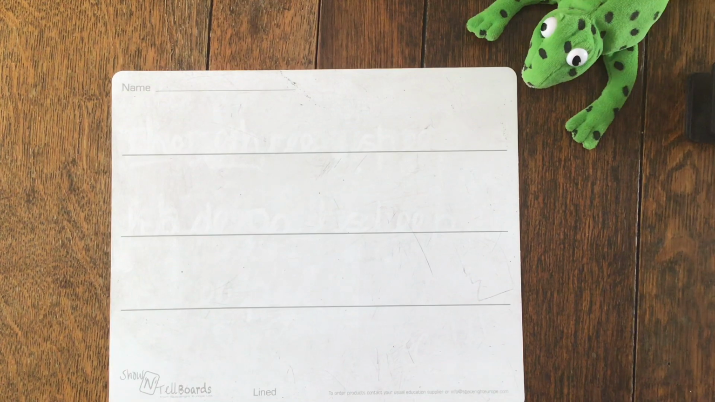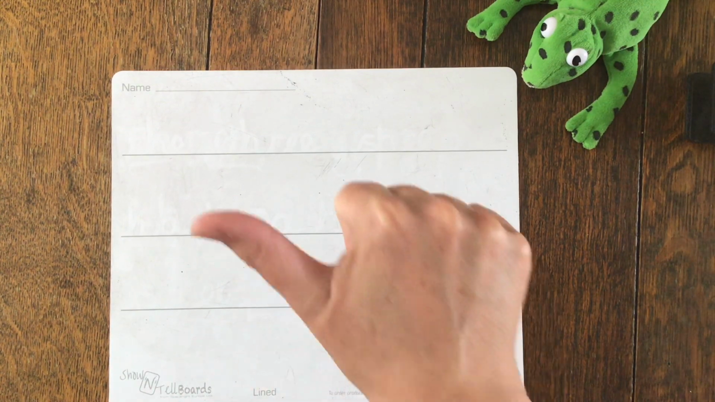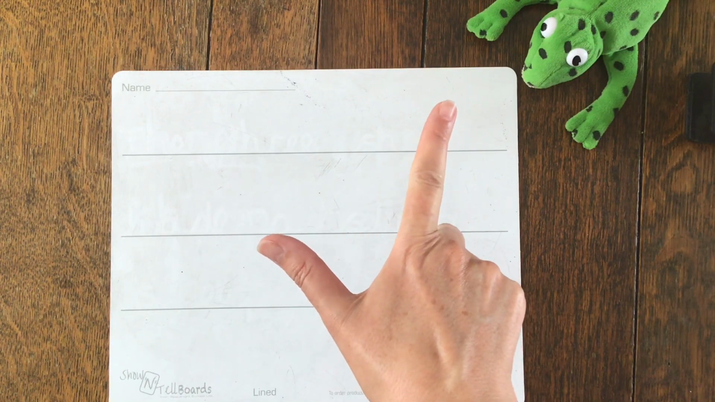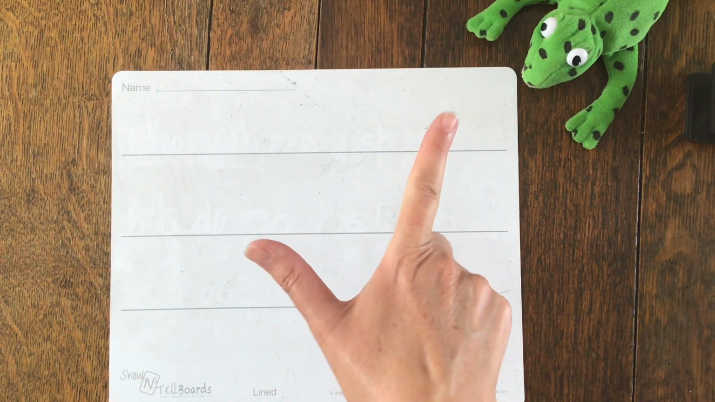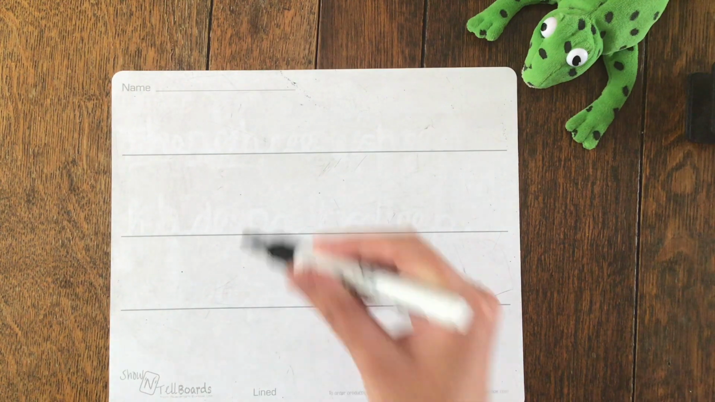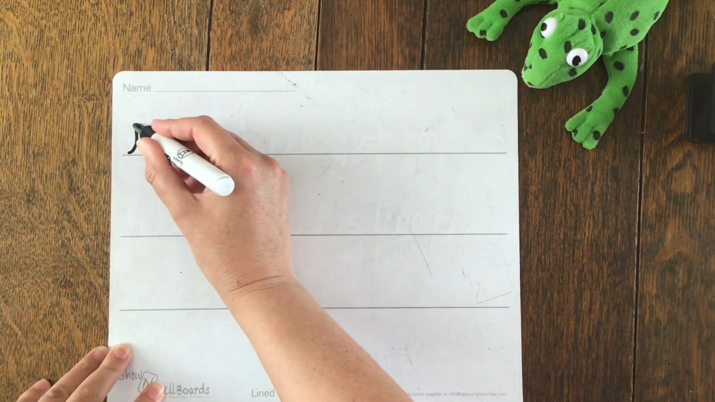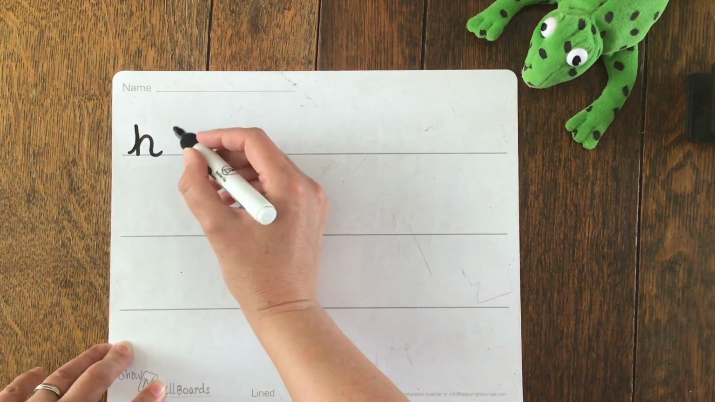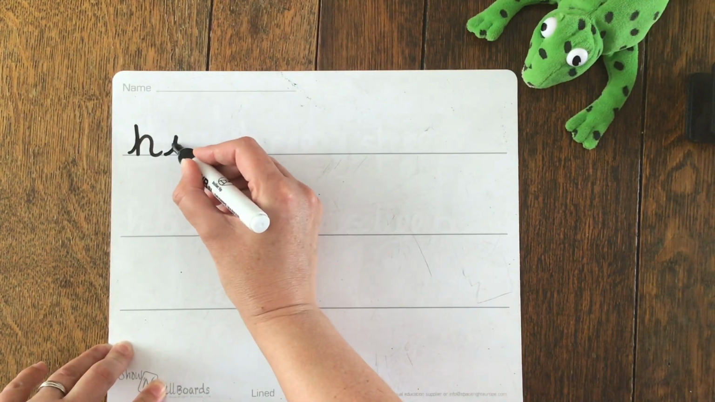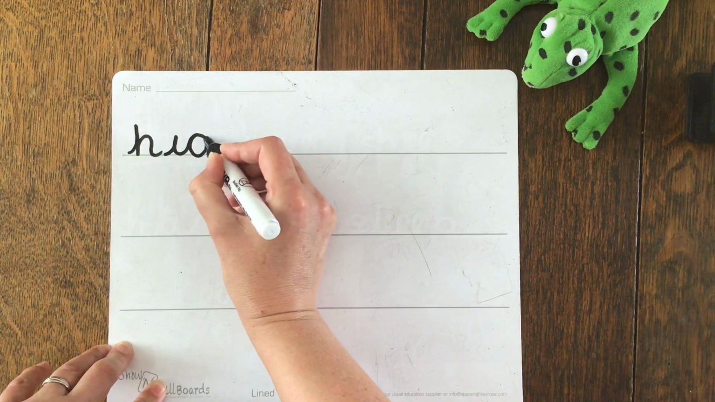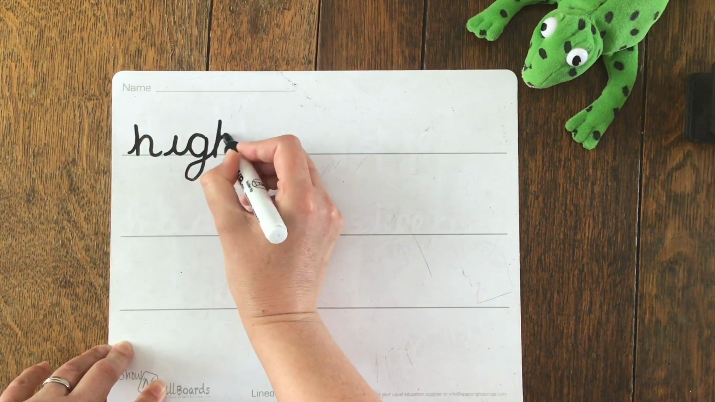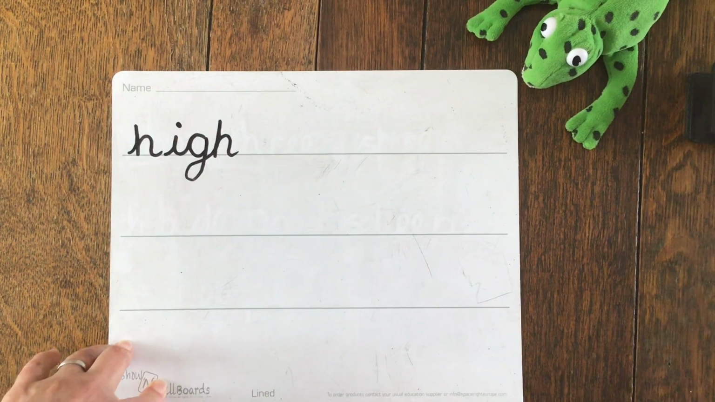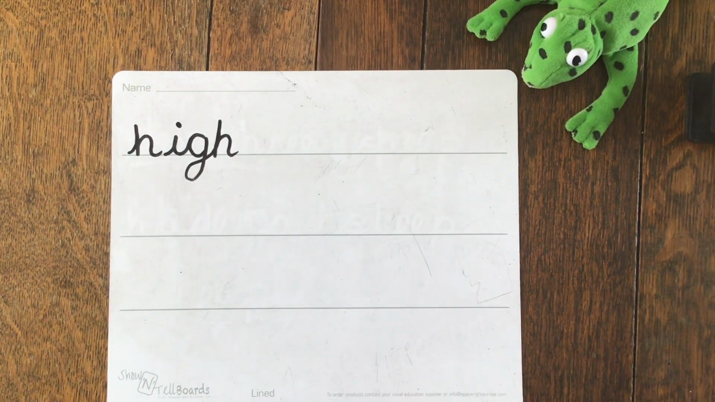Let's write some words. The first word we're going to write is high. So let's Fred talk it. High. Igh. Only two sounds in this word. And the first sound is h. And then the second sound was igh. Now this is our trigraph, isn't it? With an i, a g, and a h. Don't forget to dot the i to make the i sound. So we've got h, igh, high.